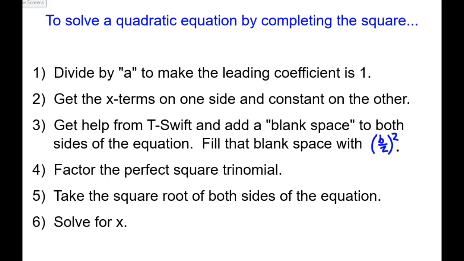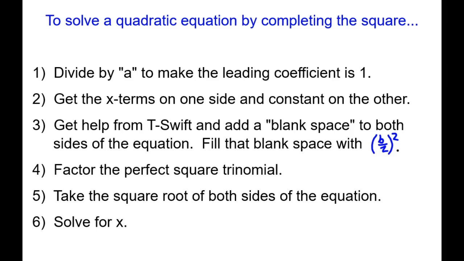Here are some steps we're going to take to solve quadratic equations by completing the square. The first step is we have to make sure that our leading coefficient is 1. If our leading coefficient is not 1, then we have to divide by that a value in order to make it 1. The second step is to get the x terms on one side of the equation and the constant on the other. So we want to get our x squared and our x term on one side of the equation, typically the left side when we're organizing, and then get the constant on the right side of the equation.